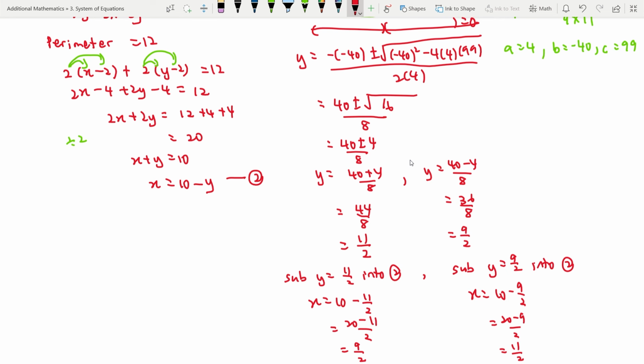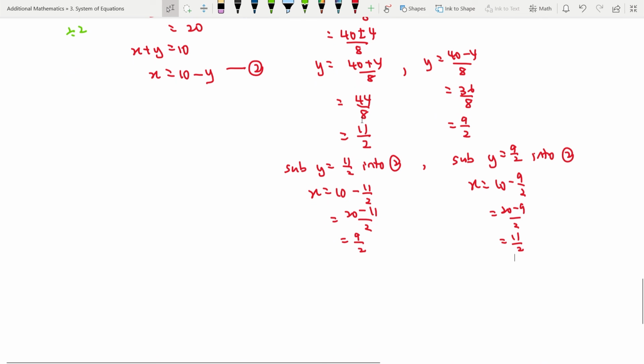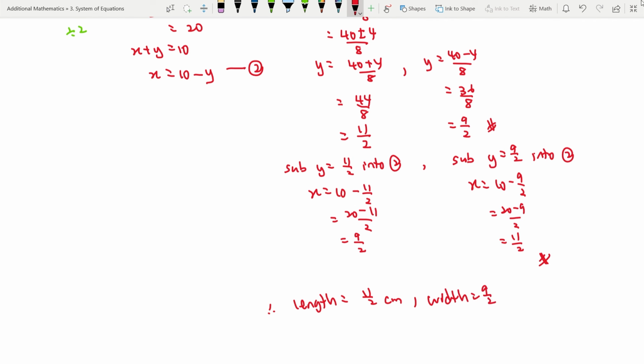We obtain positive values for all our x and y. According to the diagram, the length is longer than the width. We assign the variable x for our length. Therefore, we accept this answer. The length is equal to 11 over 2 cm, and the width is equal to 9 over 2 cm.